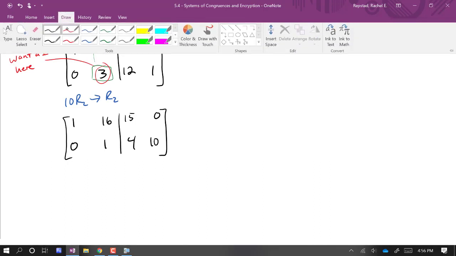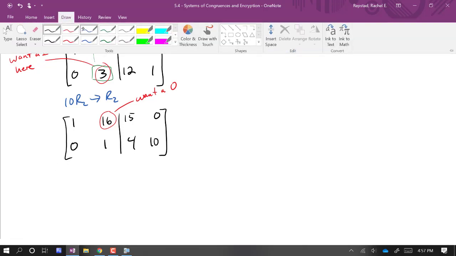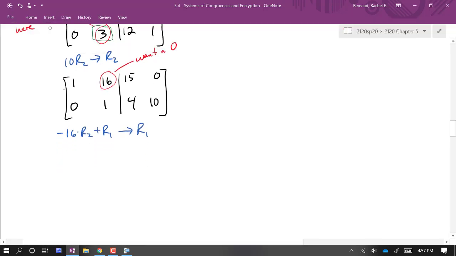Now one last thing, we want a 0 here, and the way I'm going to get a 0 is to subtract 16. I could think of it as subtracting 16, or I could think of it as adding 13. I'm just going to go ahead and write it as subtracting 16, and the way I'm going to do that is use the 1 that's below it. So I'm going to multiply row 2 by negative 16, add it to row 1, and put the result into row 1. Row 2 is not being changed in this process. So there's that row.